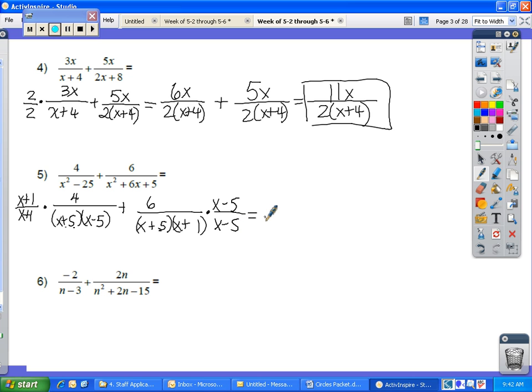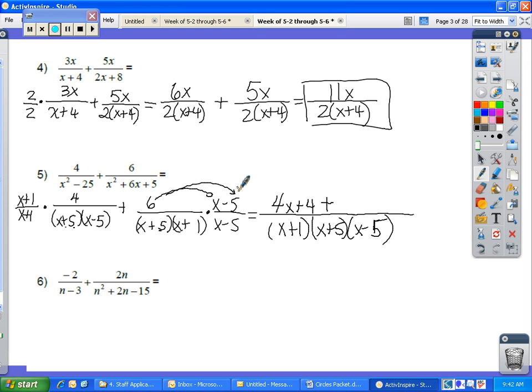So your common denominator is actually going to be 3 binomials: x plus 1, x plus 5, and x minus 5. Okay? Now your top, again, you're going to distribute that. So 4x plus 4 is your first binomial, plus, distribute the 6 to the x and the minus 5, 6x, and then 6 times negative 5 is negative 30.